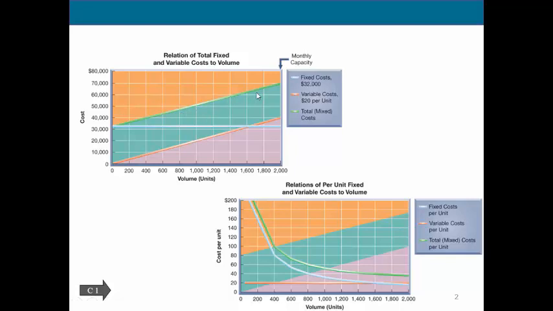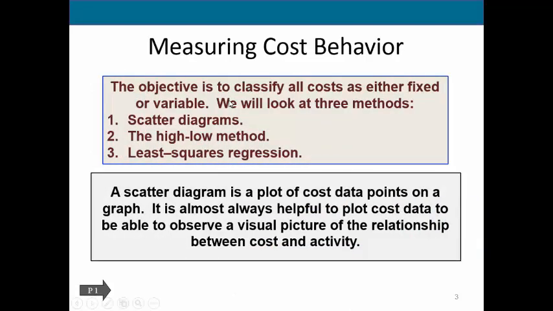We first have to go ahead and have an understanding of some historic data, and we'll use that historic data to begin to come up with this total cost line. So we're going to look at three methods. We're really going to concentrate on two methods in this class, but I want to go ahead and at least tell you about the third method.